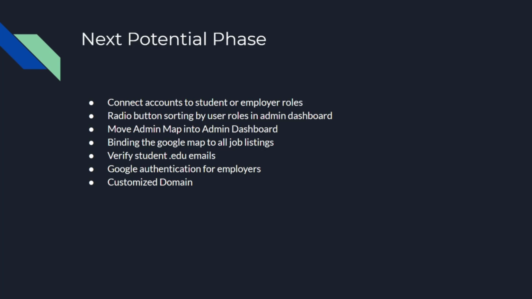The next thing is adding clearer sorting for user roles in the admin dashboard. Right now, you can sort, but it's not really clear how to do that. You just have to click the header, but we'd want to add radio buttons, so for future admins, it would be as clear as possible for them. Moving the admin map into the admin dashboard is simply so students or employers have no way to get to the admin dashboard.